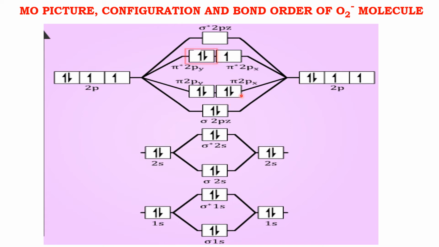is equal to pi 2px2. Now see here, the additional electron is entering into the pi star 2py orbital. That means the additional electron has entered into the anti-bonding molecular orbital, the anti-bonding orbital of pi star 2py. Got it? Take down.